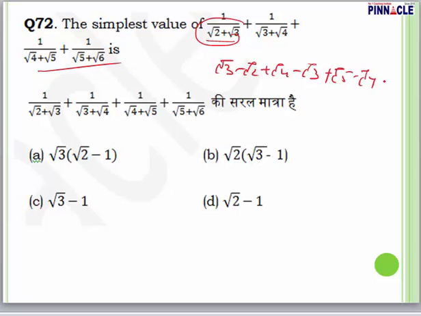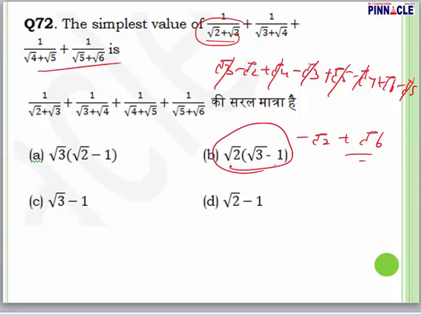And when you rationalize that, you will get root 6 minus root 5. So you can cancel root 3 minus root 3, root 4 minus root 4, root 5 minus root 5. In other words, minus root 2 and plus root 6. This should be the answer, because this is equal to root 6 minus root 2. B should be the answer in this case.